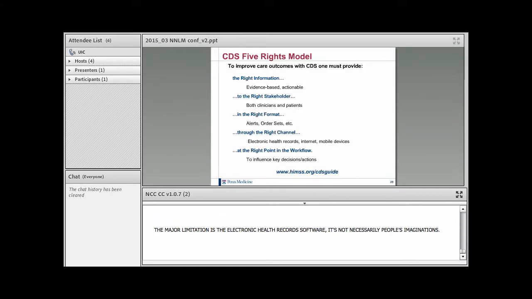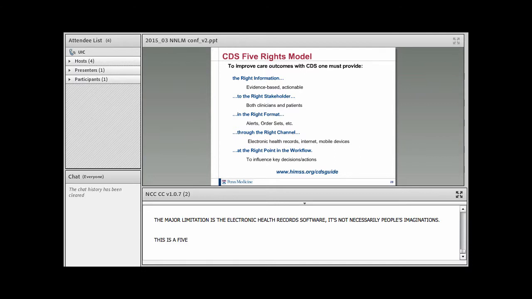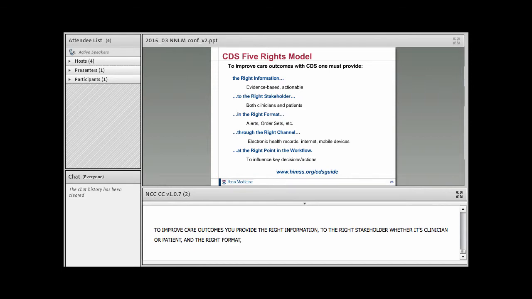This is a five rights model that's been created for decision support, and it's worth thinking about whenever you hear about a decision support intervention. To improve care outcomes, you provide the right information to the right stakeholder, whether it's a clinician or a patient, in the right format, through the right channel. It could be an EHR, it could also be a mobile device or another web resource, at the right point in the workflow to influence key decisions.